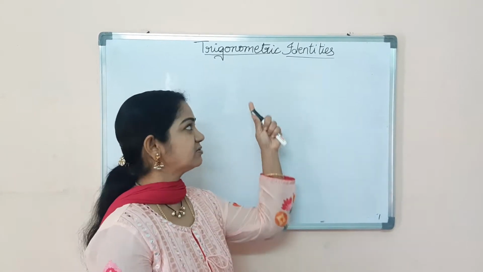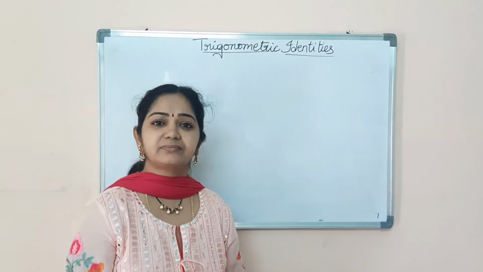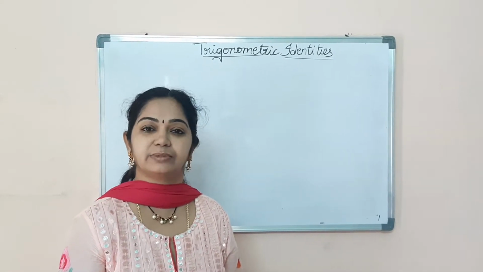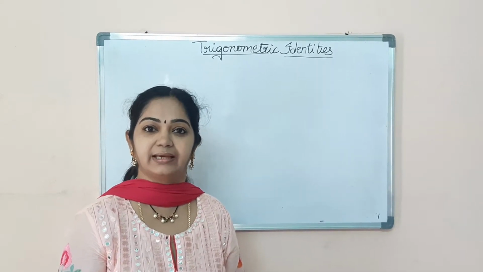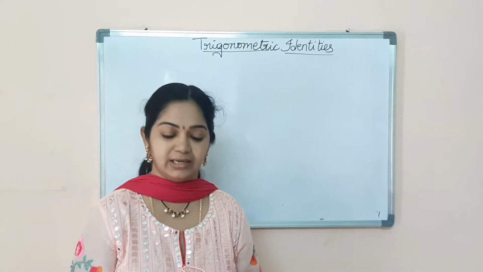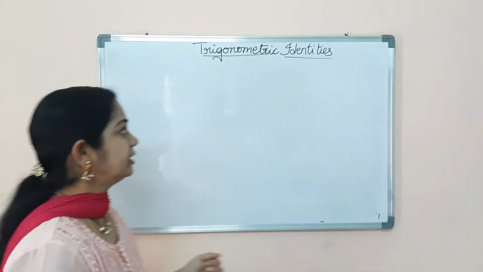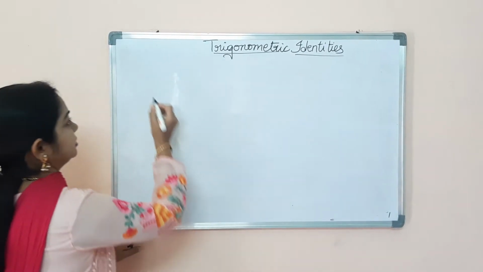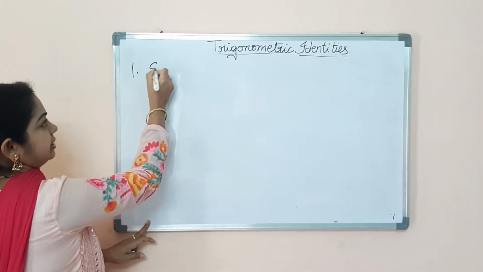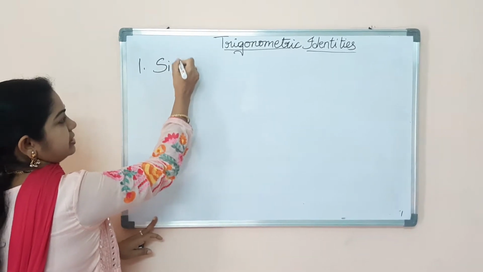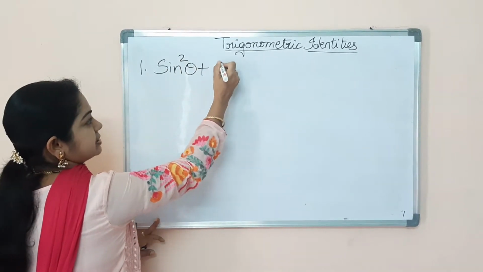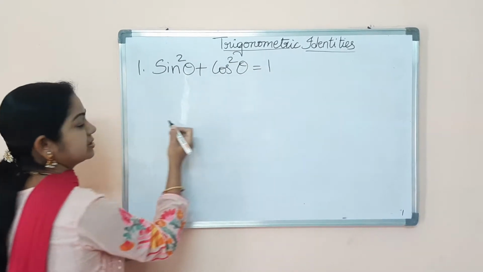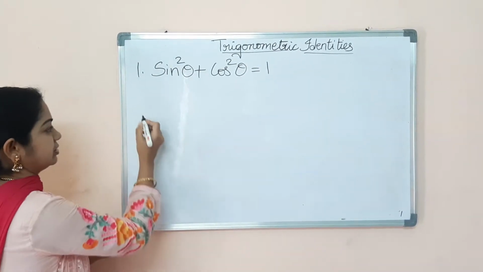So in trigonometry, the equations involving the trigonometric ratios of a particular angle are called trigonometric identities. In general, we have three identities in trigonometry. We'll see the identities. Sin square theta plus cos square theta equals 1. This is the first identity in trigonometry.